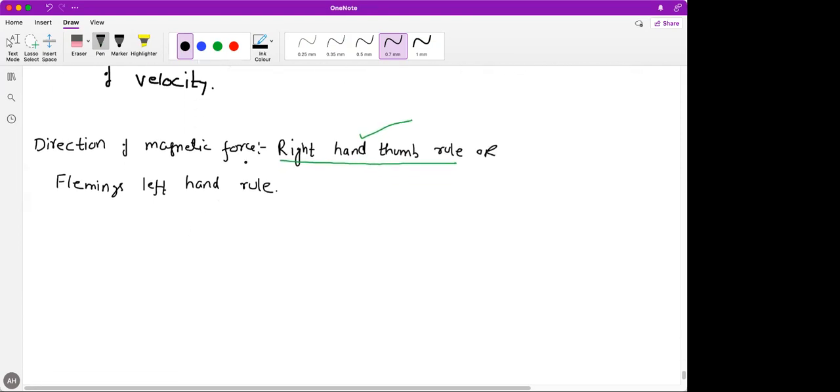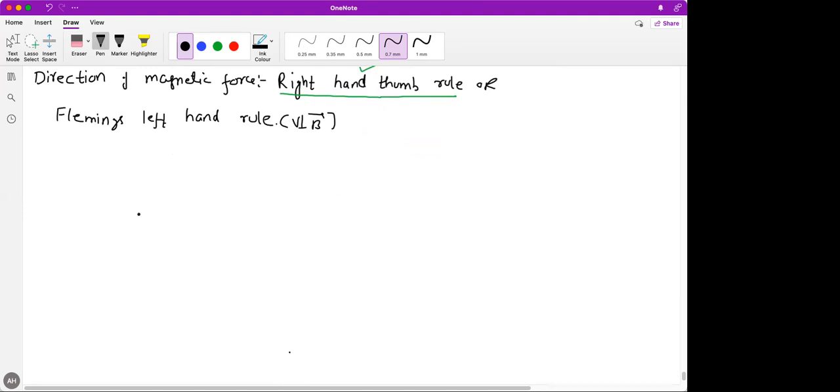So for the direction of magnetic force, we either use the right hand thumb rule or Fleming's left hand rule, but Fleming's left hand rule is valid only if V is perpendicular to B. Otherwise, we have to use the right hand thumb rule. So we won't do Fleming's left hand rule. We will use the right hand thumb rule only for all types of questions.